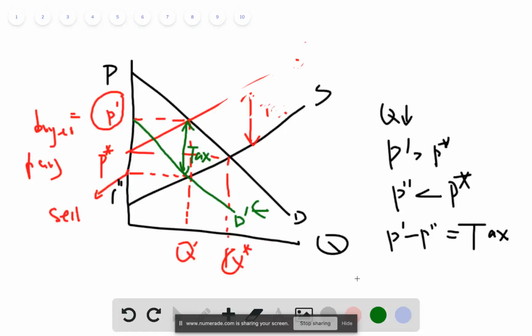So basically it means that whoever the tax is applied to, the exact price buyers and sellers need to pay and accept are exactly the same.